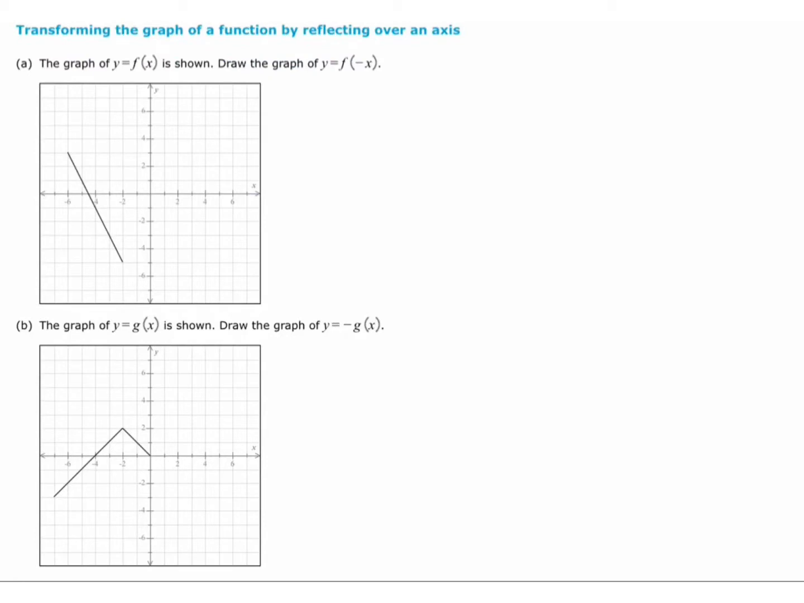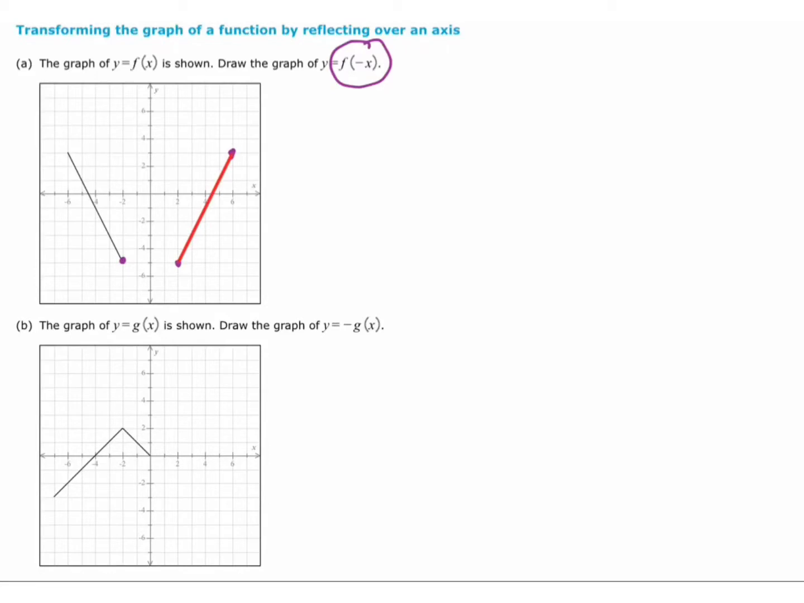Here we've got the graph of y equals f of x as shown. It says draw the graph of y equals f of negative x. In this case, what they mean is that we're going to reflect this across the y-axis. So basically we're changing the x values to the opposite sign. This x value here is at negative 2. Opposite sign puts it at positive 2. Up here we've got negative 6, so we'll move over to positive 6. And now we've got our new line.